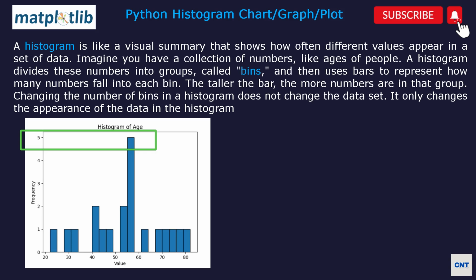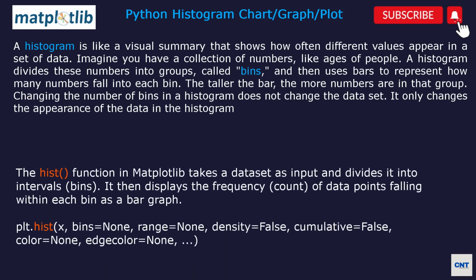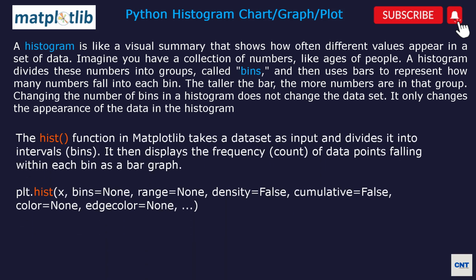Changing the number of bins in a histogram does not change the data set. It only changes the appearance of the data in the histogram. We can create a histogram in Matplotlib using the hist function. This function allows us to customize various aspects of the histogram, such as number of bins, color, and transparency. A histogram in Matplotlib is used to represent the distribution of numerical data, helping you to identify patterns.